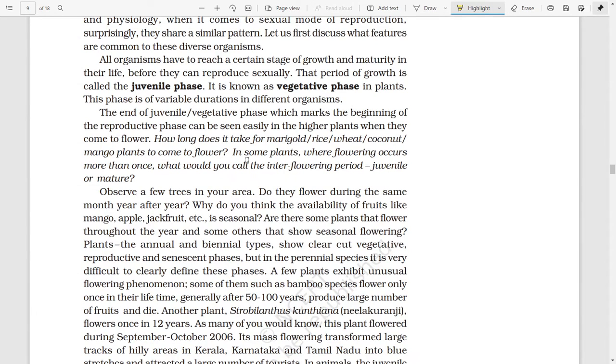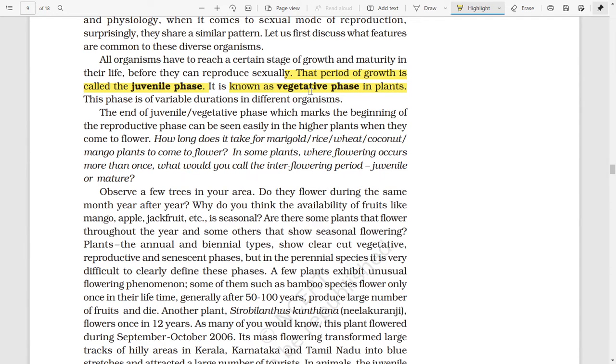All the organisms have to reach a certain stage of growth and maturity in their life before they can reproduce sexually. This period of growth is called the juvenile phase. It is also known as the vegetative phase in plants. This phase is of variable duration in different organisms.